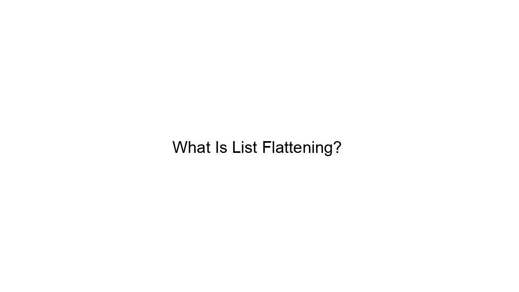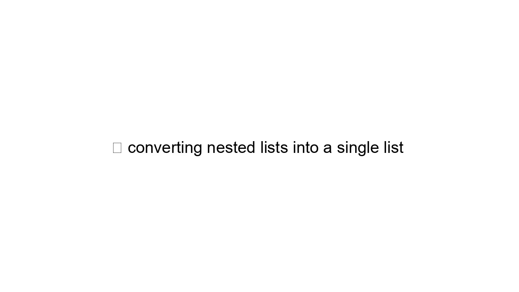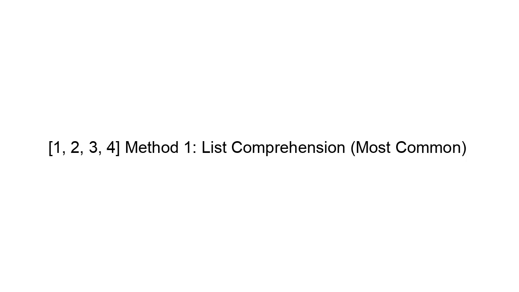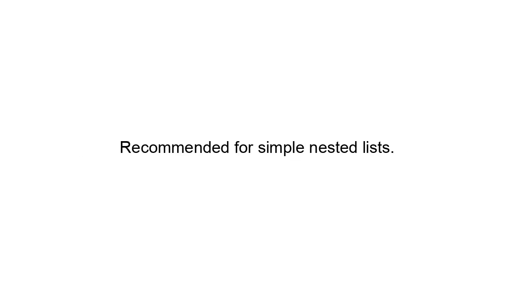What is list flattening? Flattening means converting nested lists into a single list. Example: [[1, 2], [3, 4]] becomes [1, 2, 3, 4]. Method 1. List comprehension. Most common. Recommended for simple nested lists.